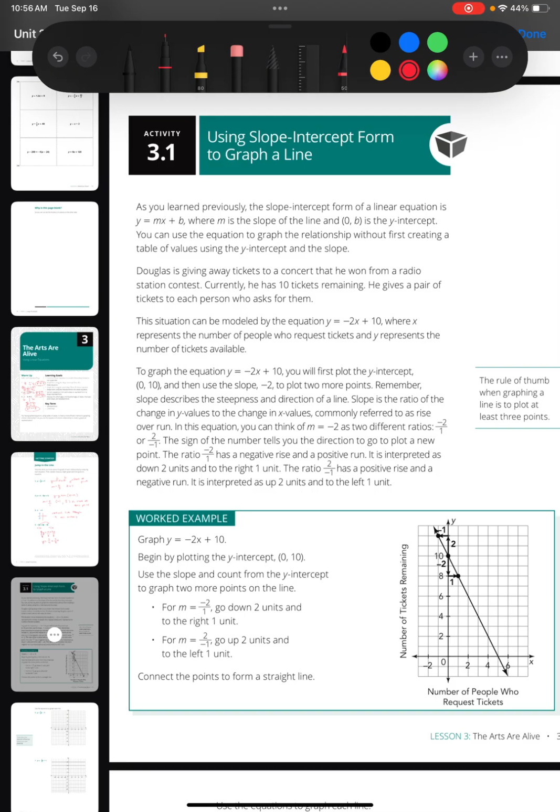So this question here says Douglas is giving away tickets to a concert that he won from a radio station. Currently he's got 10 tickets, so there's his starting amount.